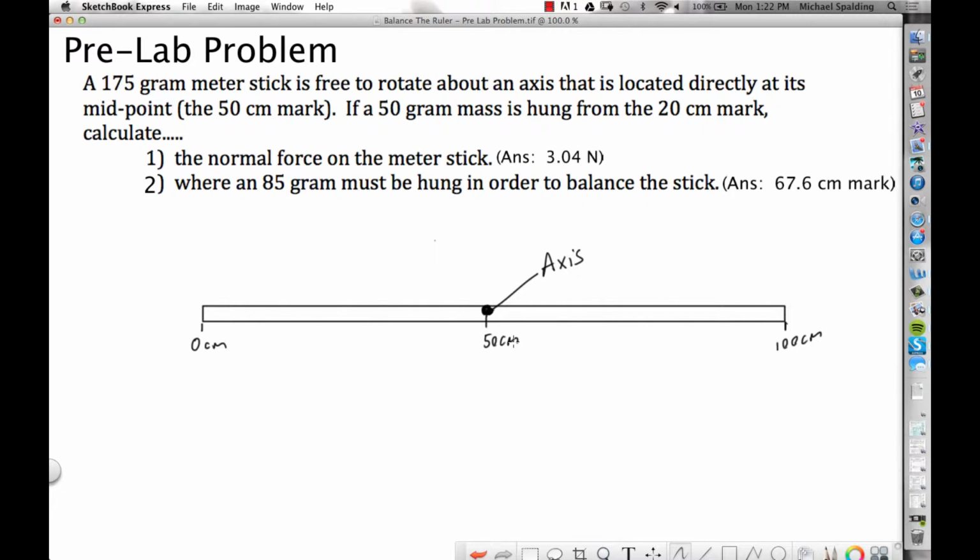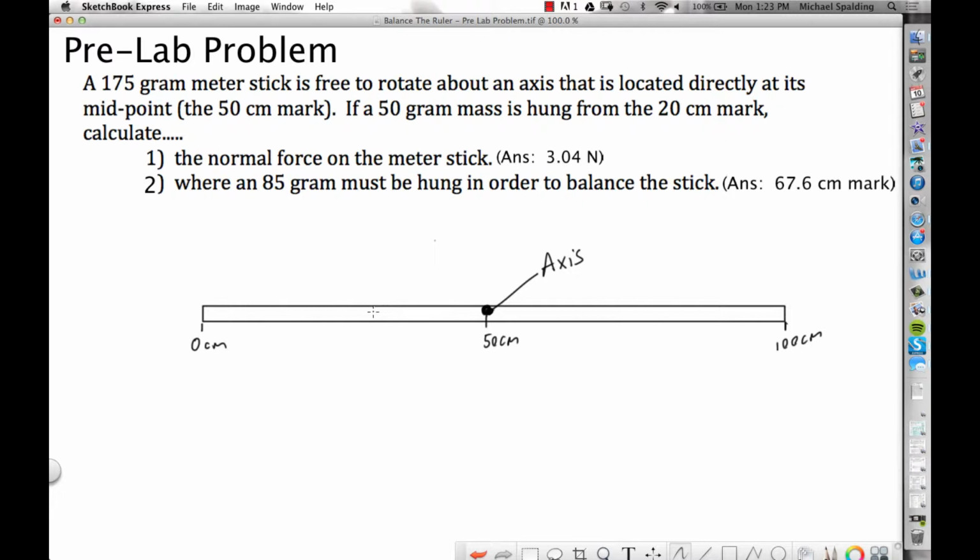Okay, for torque problems, distances are important. Now these types of problems start out with a free body diagram. We're essentially looking at the forces that are acting on the meter stick. So this meter stick has 4 forces acting on it. Let's start with the weight of the meter stick itself.